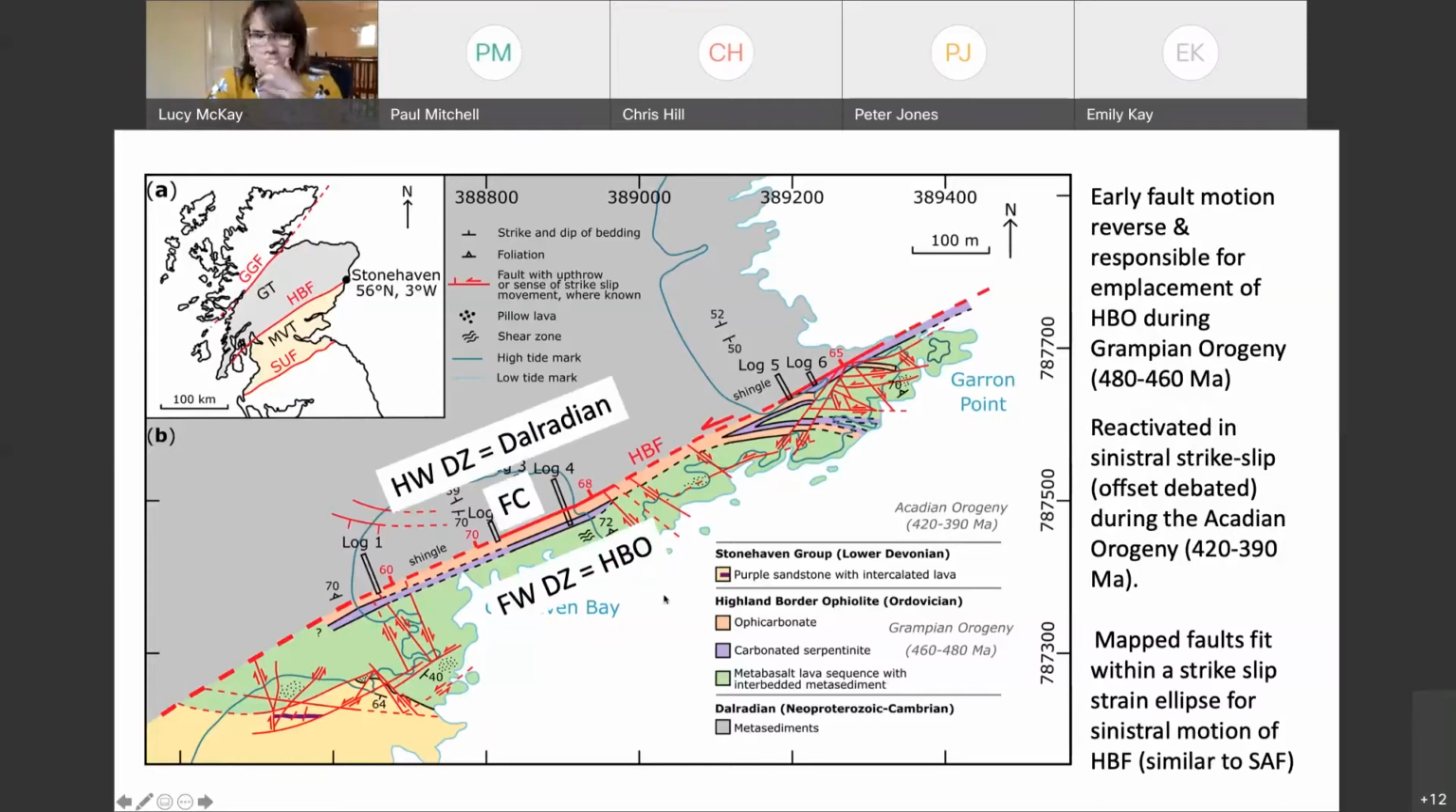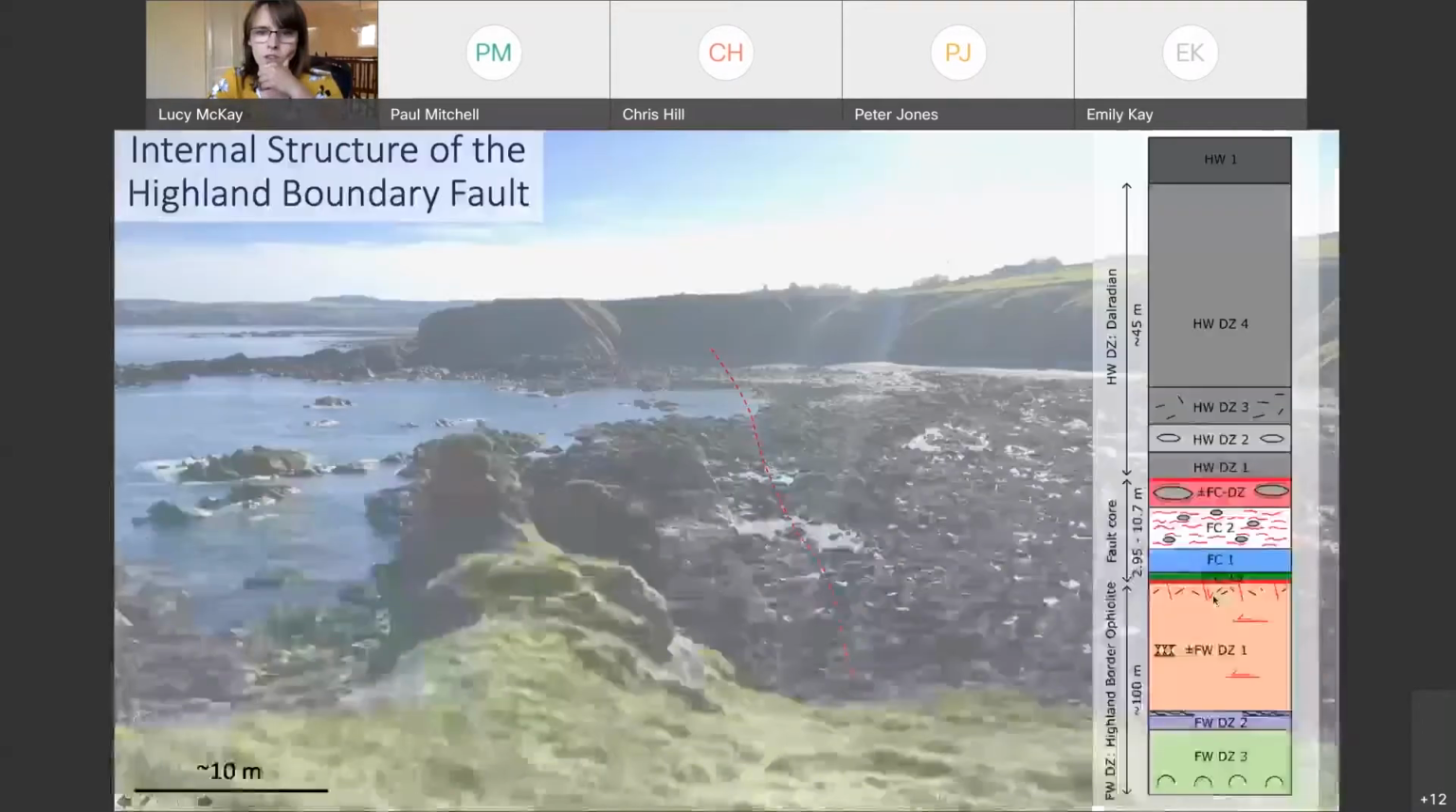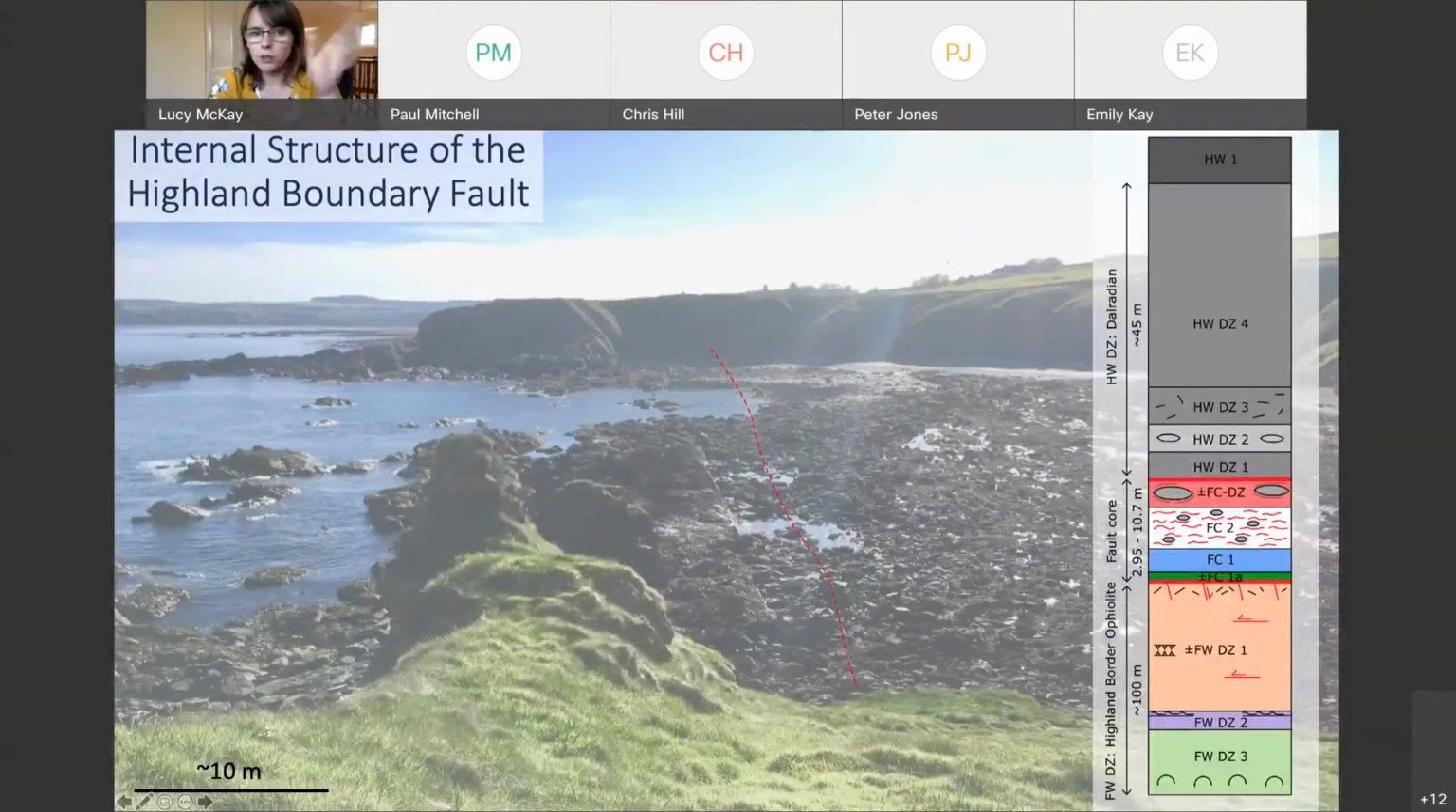So yeah, that's just again highlighting you've got the Dalradian at north, Highland Border ophiolite at this side of the fault, and then in the middle you've got this fault core. Again, this is just a picture but looking in the opposite direction to the southeast.